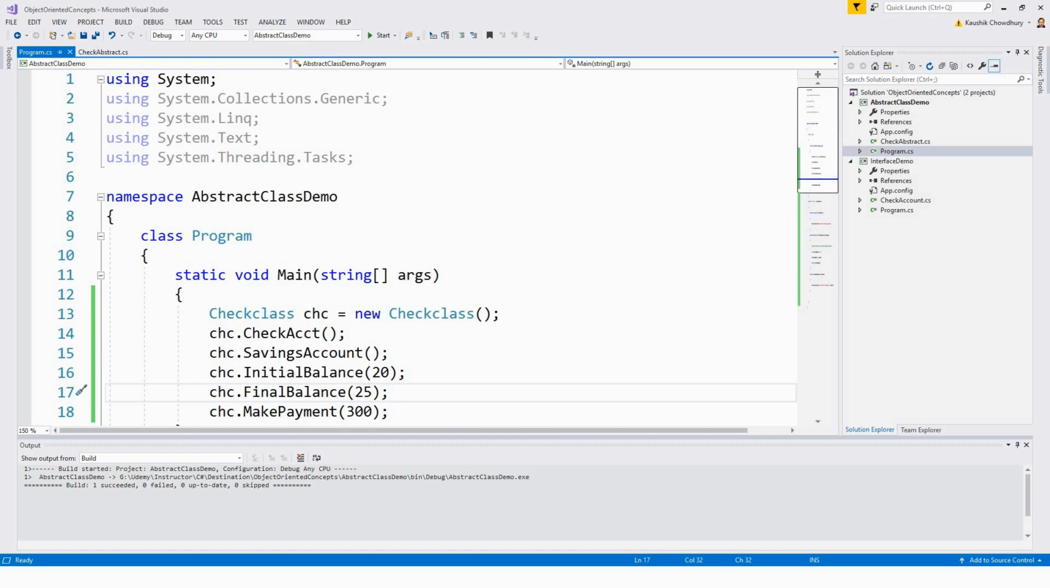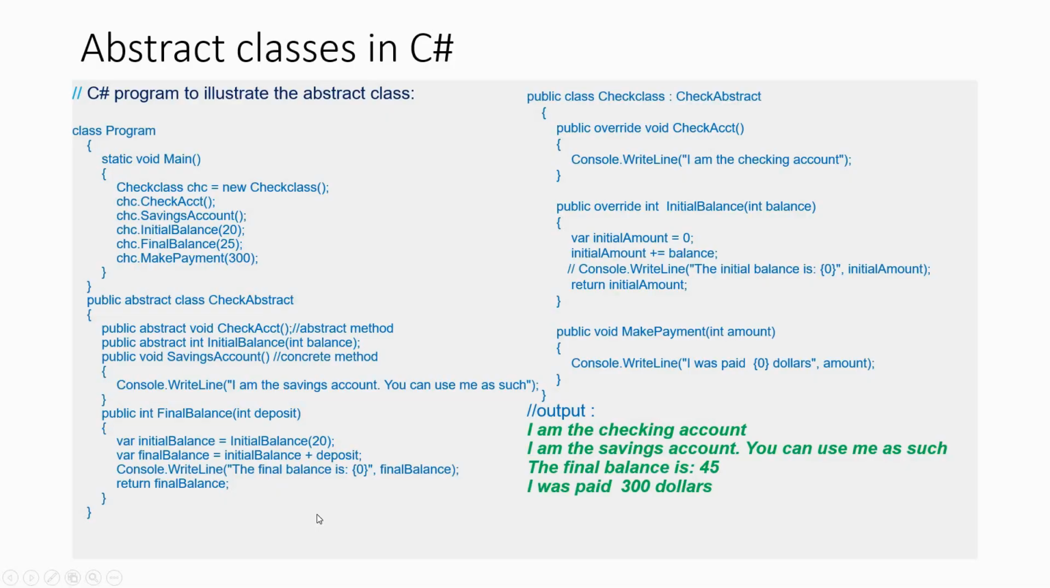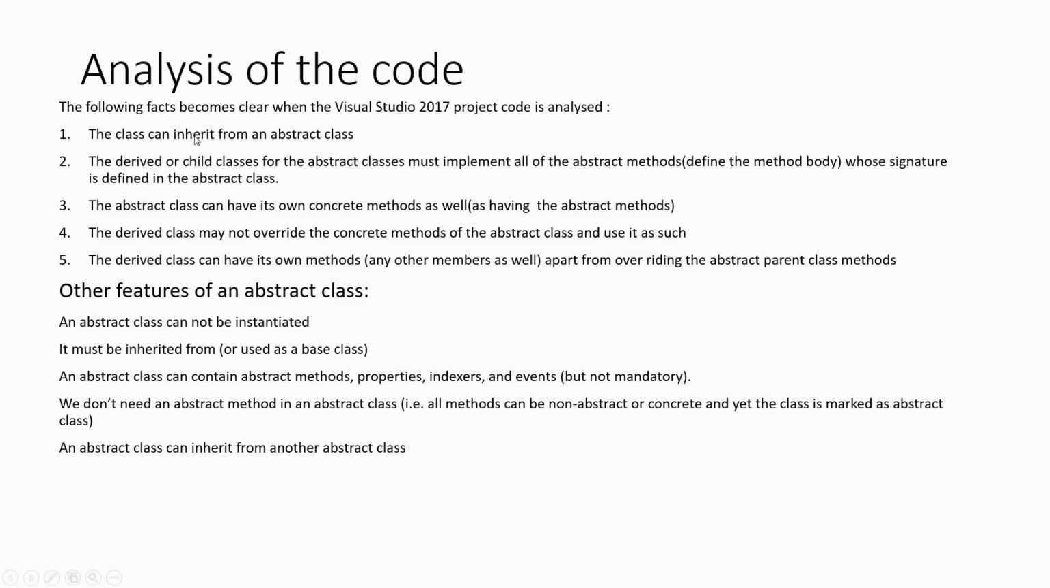Now there are a few things that need to be told about this application. Let's see, that is the code. Okay, the class can inherit from an abstract class. The derived or child classes for the abstract classes must implement all of the abstract methods, which is, define the method body whose signature is defined in the abstract class. The abstract class can have its own concrete methods as well as having the abstract methods. The derived class may not override the concrete methods of the abstract class and use it as such, which we have seen. The derived class can have its own methods, any other members as well, apart from overriding the abstract parent class methods.